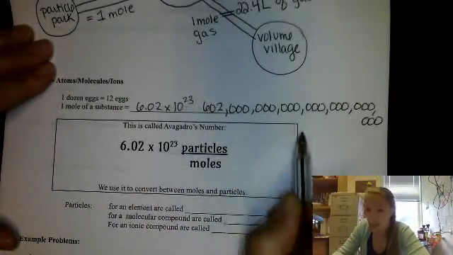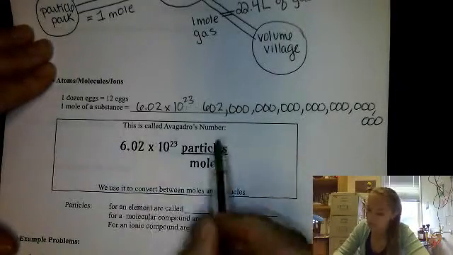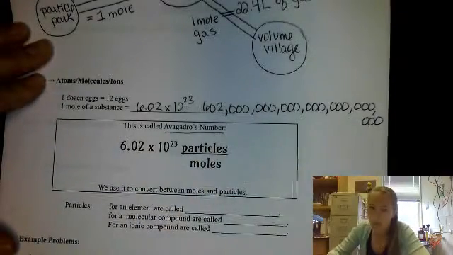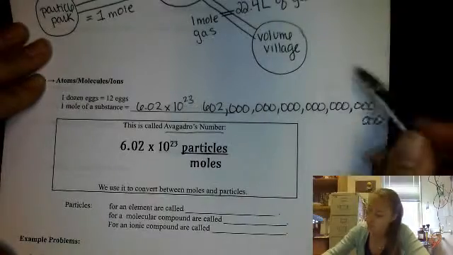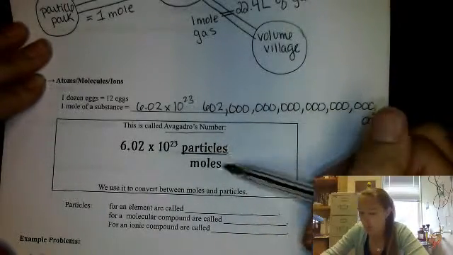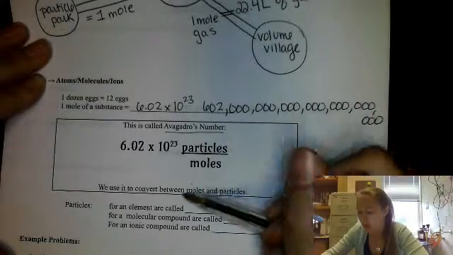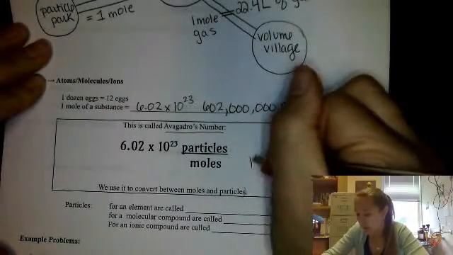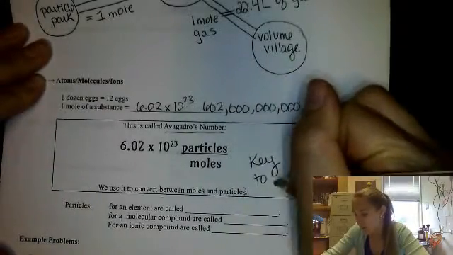And instead of saying this entire number, we just call it a mole. So this is Avogadro's number. He found it, derived it, proved it. 6.02 times 10 to the 23rd particles in a mole. And we're going to use it to convert between moles and particles. It's our key to chemistry.